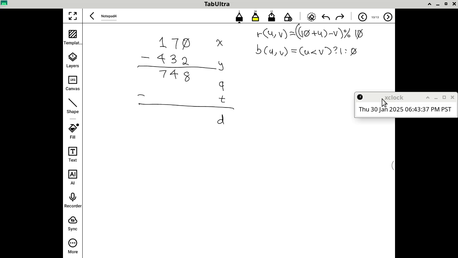Huh? V is a parameter. Huh? B? Yes, B is for borrow. Yep.